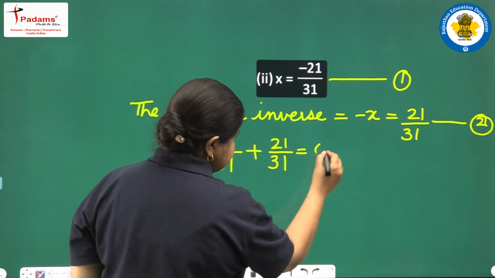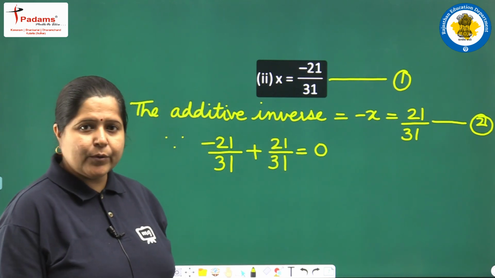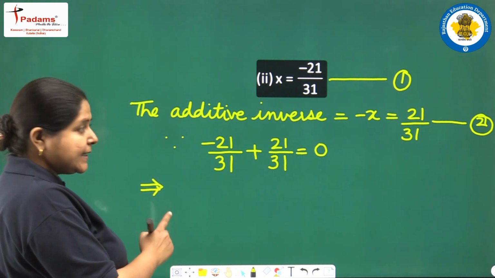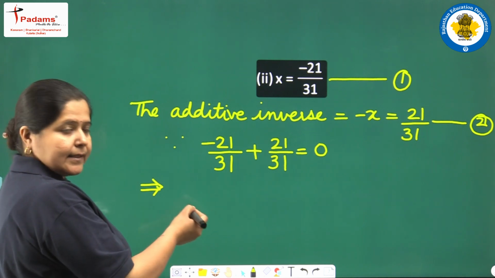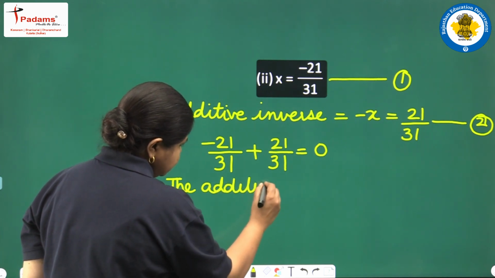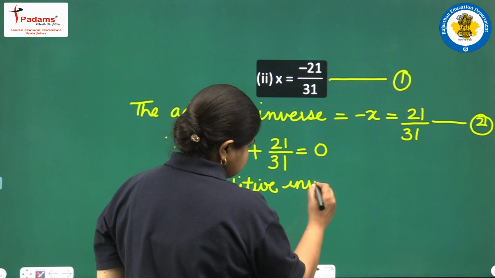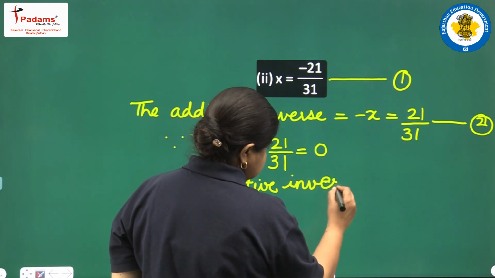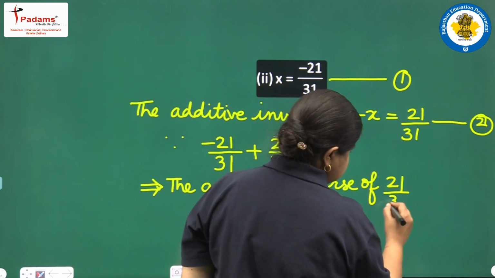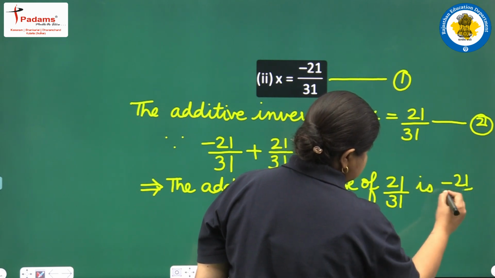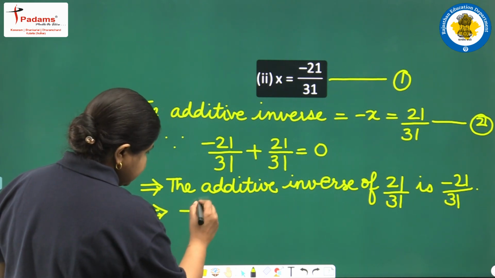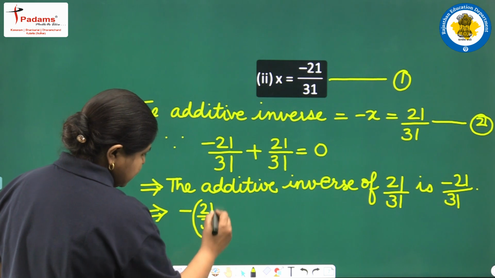The additive identity, their sum is equal to 0. This implies, the meaning of this symbol is, that is, the result coming out from this is the additive inverse of 21 by 31, which is minus 21 upon 31. Again this implies minus of 21 upon 31.